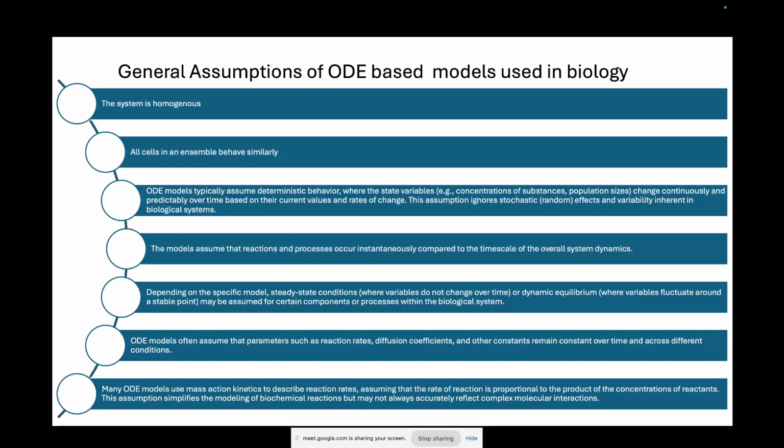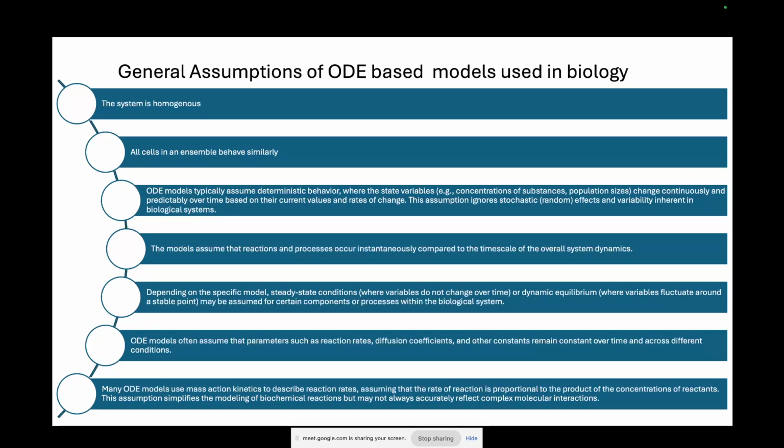The second assumption is all cells in an ensemble behave similarly. So when we are modeling a system of a tissue inside a particular organ, we assume that all the cells inside the tissue are the same, which is not the case in real life. There will always be some heterogeneity inside the tissue. Some cells will have a different kind of gene expression. The other cells will have a different kind of signature of gene expression. So it is not true that all the cells will behave similarly, because all the cells may not be of the same cell type. But if you want to factor all this in, it becomes much more complicated.